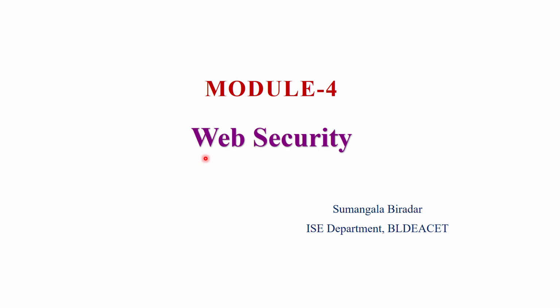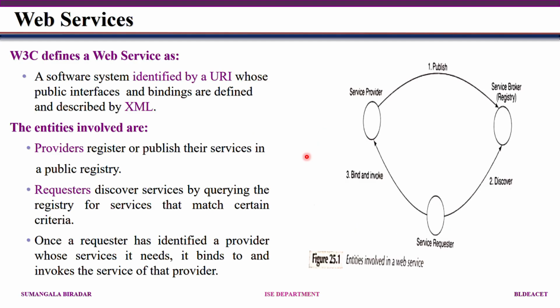Today we'll discuss web security. Web security is providing the security for web services. Web services are, according to the W3C, that is the World Wide Web Consortium, software systems, and usually these systems are identified by a Uniform Resource Identifier, and the public interfaces of these software systems and bindings are defined and described by XML.